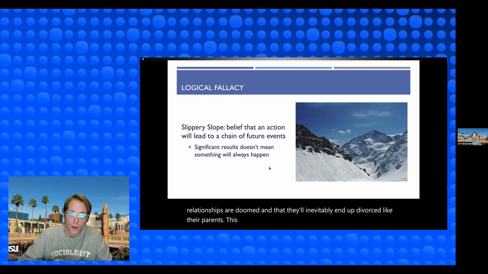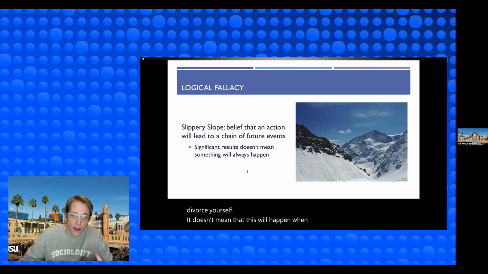This is the slippery slope belief because even though studies have shown that having divorced parents is correlated with getting a divorce yourself, it doesn't mean that this will happen. When interpreting studies, it's important to avoid the slippery slope fallacy by remembering that even if something is statistically significant, it doesn't mean that it will happen to everyone.